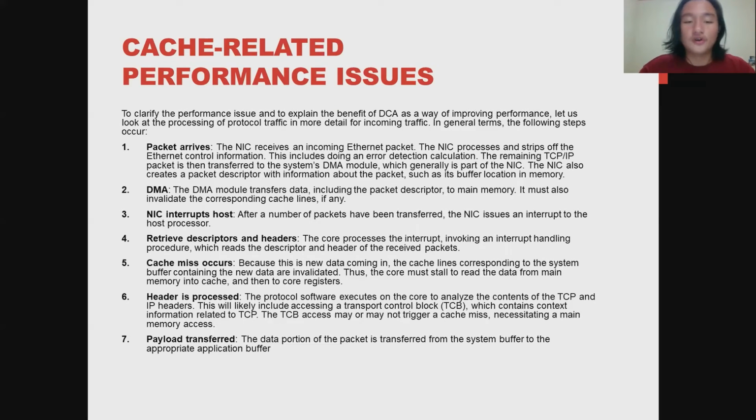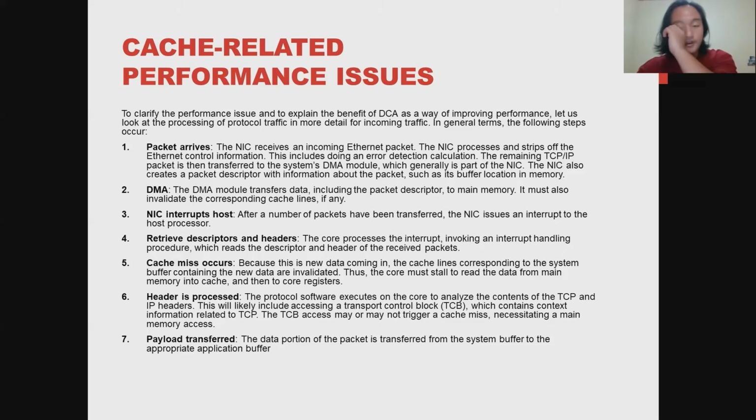Cache misses occur. Because this is new data coming in, the cache lines corresponding to the system buffer containing the new data are invalidated. Thus, the core must stall to read the data from the main memory into cache and then into the core register. Header is processed.